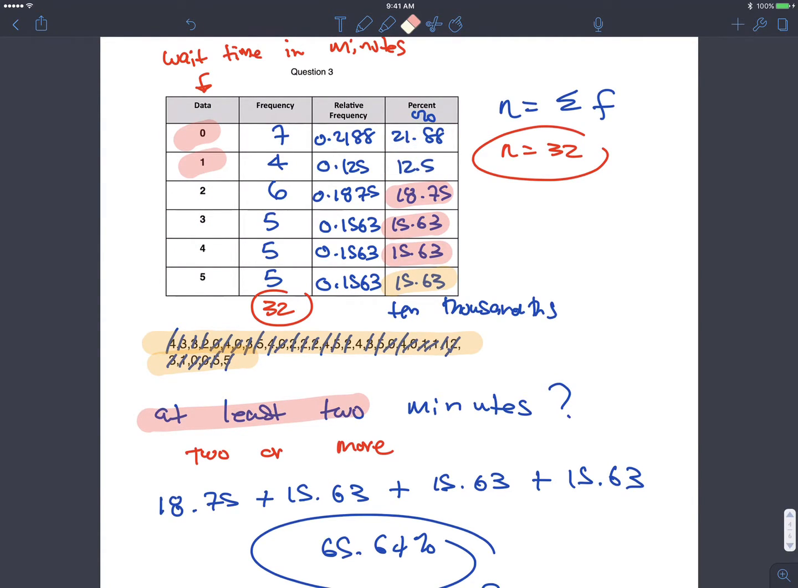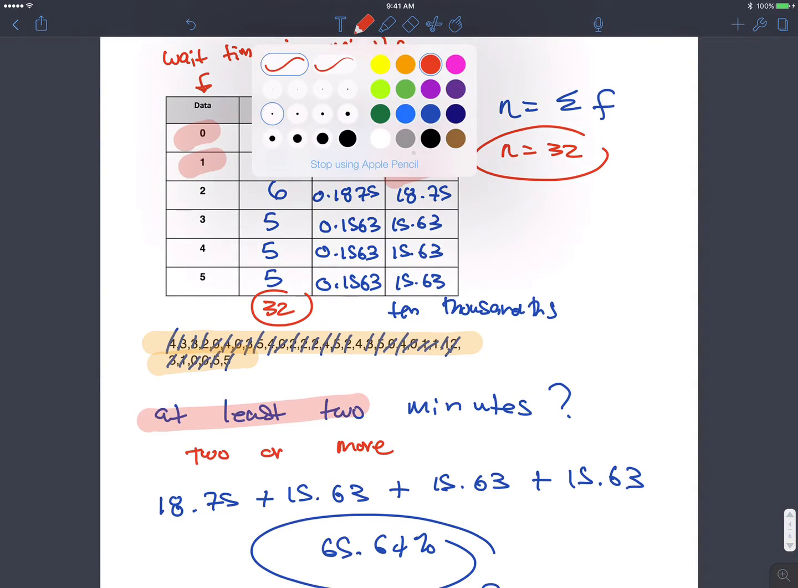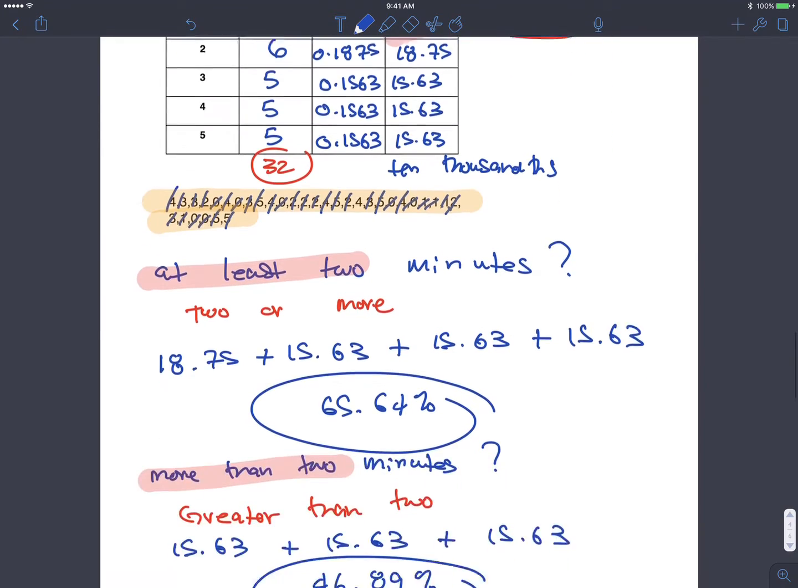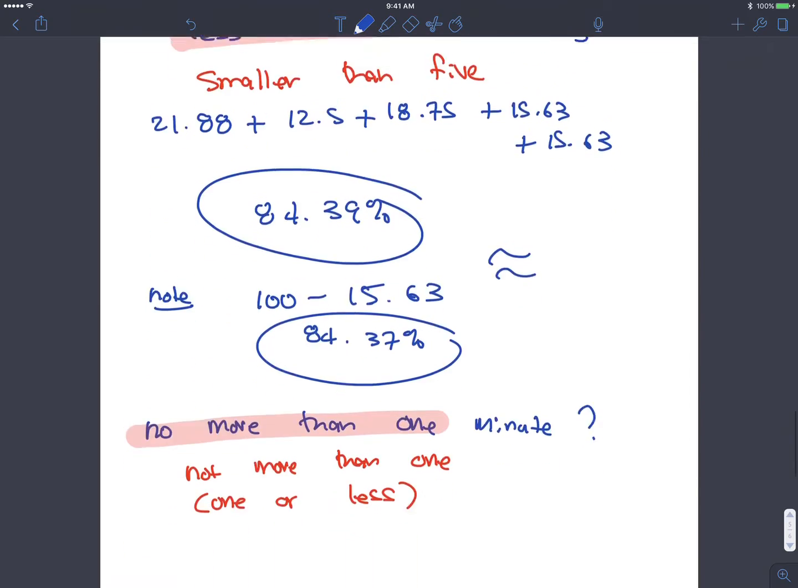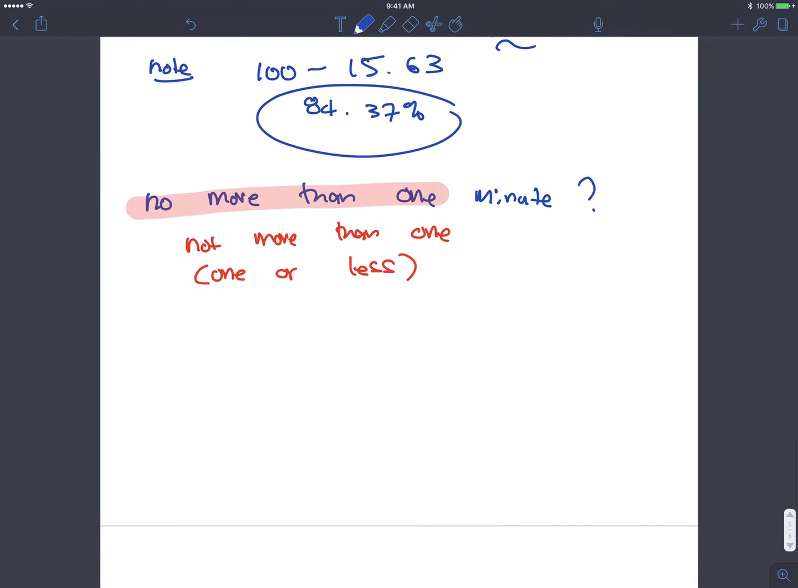Just be careful what we erase, and highlight those percentages associated with no more than 1. No more than 1, 1 or less. So it's 21.88 plus 12.5.